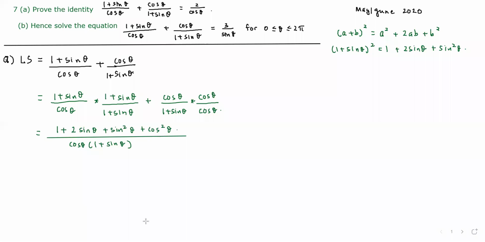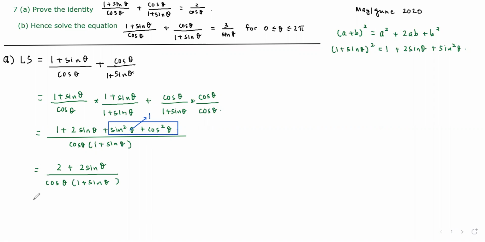Let's look at this part here. Sine squared plus cosine squared. From the Pythagorean identity, that is always 1. Sine squared plus cosine squared is always 1 from the Pythagorean identity. Then you have 1 plus 1, that gives you 2. Then you still have 2 sine theta. In the denominator, you have cosine theta and 1 plus sine theta.